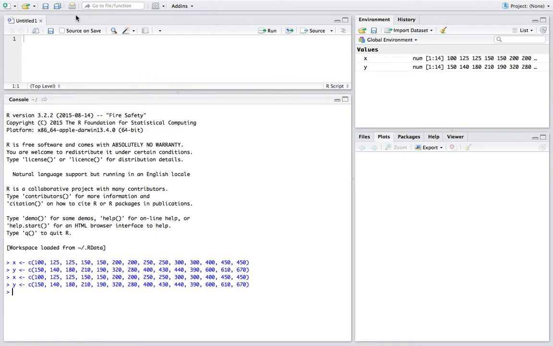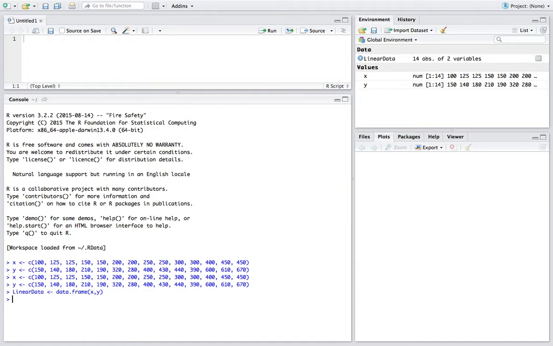So let's look at an example in R. Here you can see I've already typed the data into R. We have one x variable and one y variable, and right now these are just in vectors. But to make things a little bit easier on ourselves, we'll put them into a data frame that we'll call linear data. This just uses the data frame command and puts two vectors together. So now you can see we've created a data set.